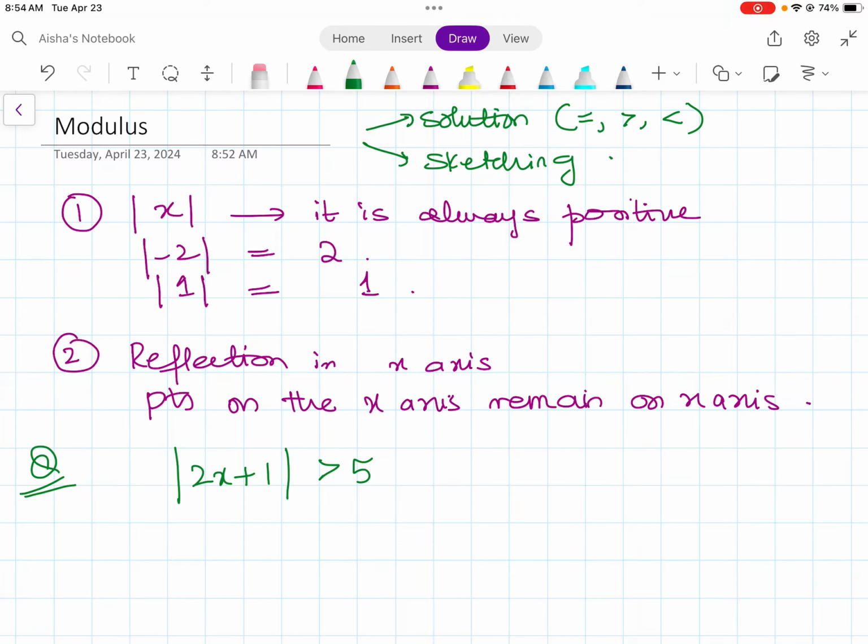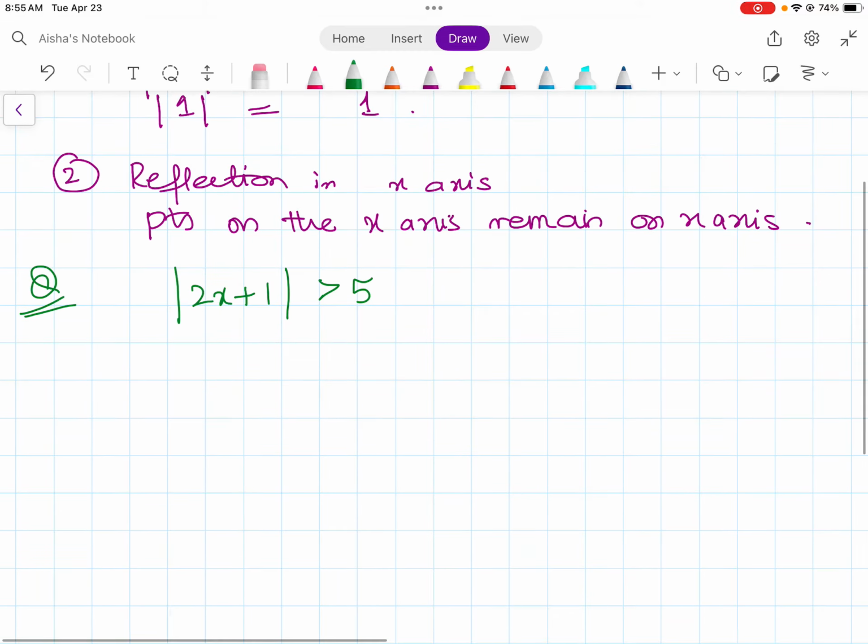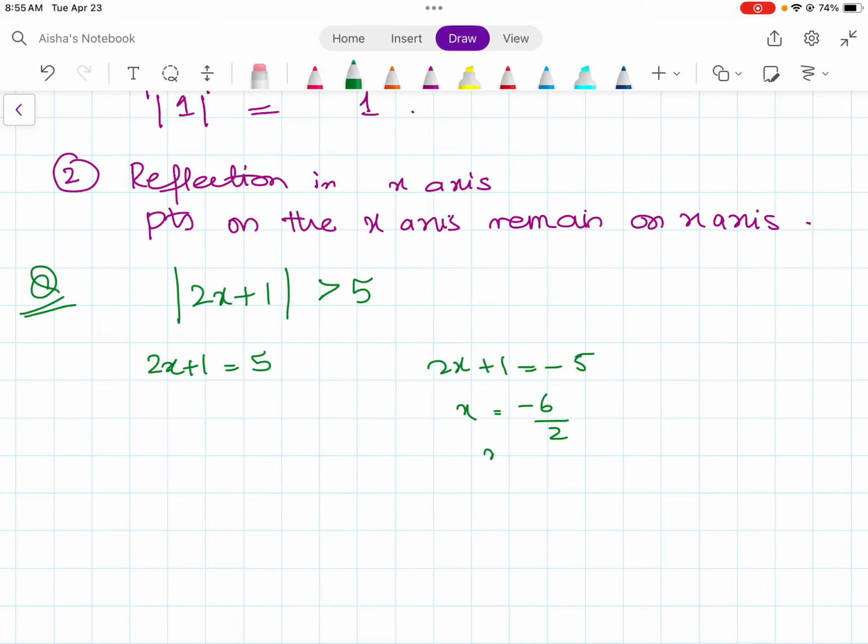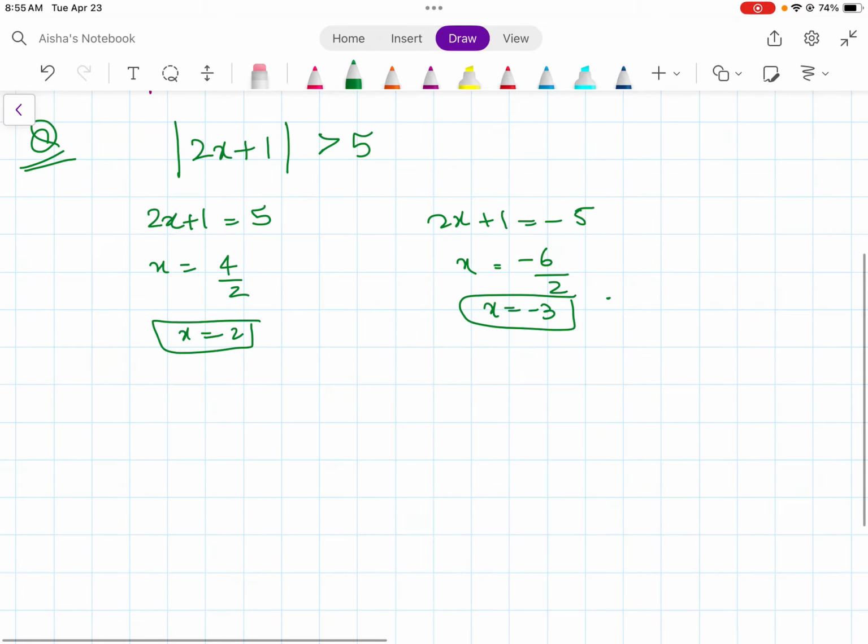I will be discussing just one technique of solving the modulus function, but there are more techniques. I'll be doing the technique which I feel is much easier to do. The technique is when you remove the modulus sign, you write a plus and a minus on the other side. So these are my two answers. Now let's sketch it.